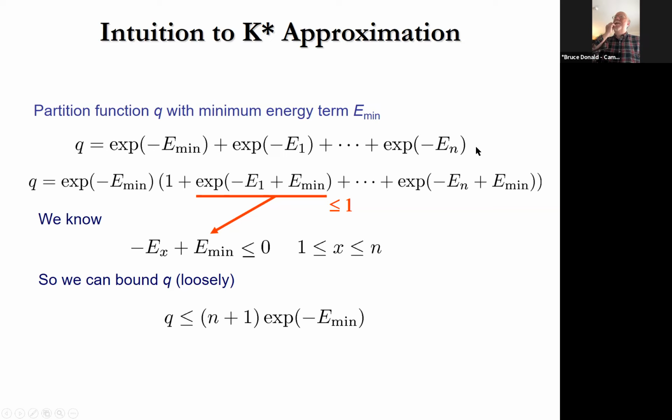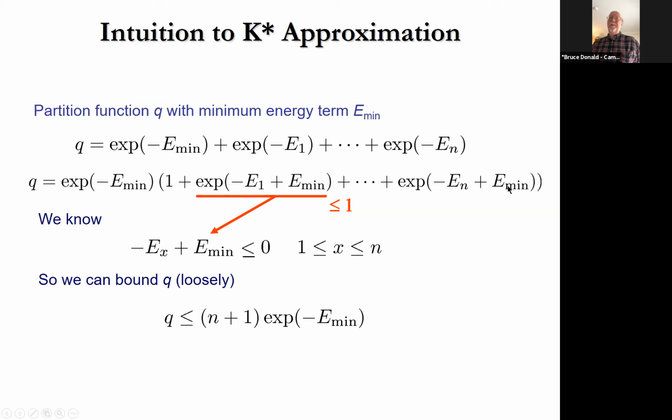So what's the intuition? Why can we get an approximation? I'm going to rewrite this to pull out the smallest one. The smallest one's now out here. And now I have 1 here and a bunch of other things. How big are these other things? Well, the things in the parentheses are all non-positive, less than or equal to 0. So therefore, the exponential here is less than or equal to 1. So you have 1, and then a bunch of things less than or equal to 1.